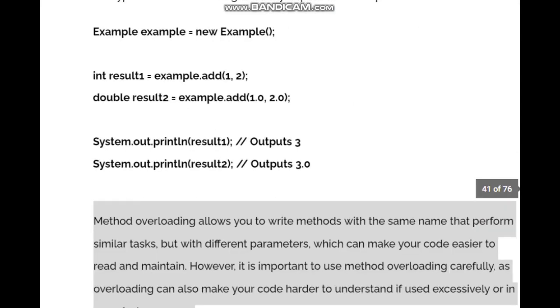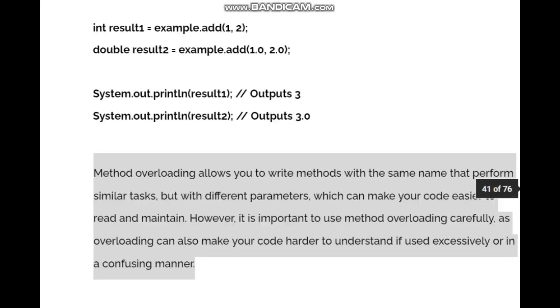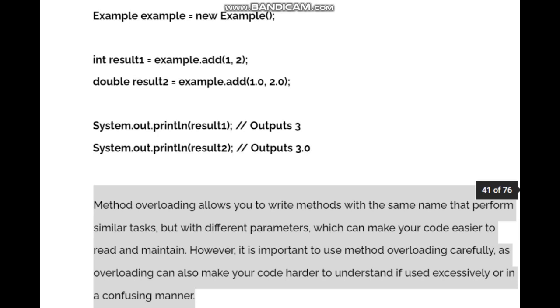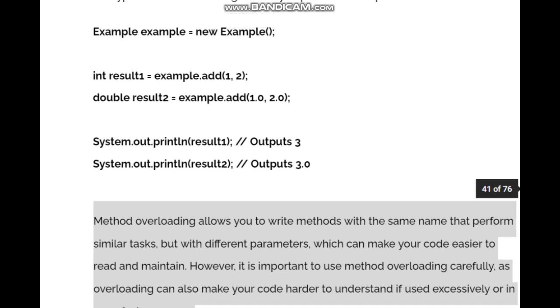Method overloading allows you to write methods with the same name that perform similar tasks, but with different parameters, which can make your code easier to read and maintain. However, it is important to use method overloading carefully, as overloading can also make your code harder to understand if used excessively or in a confusing manner.